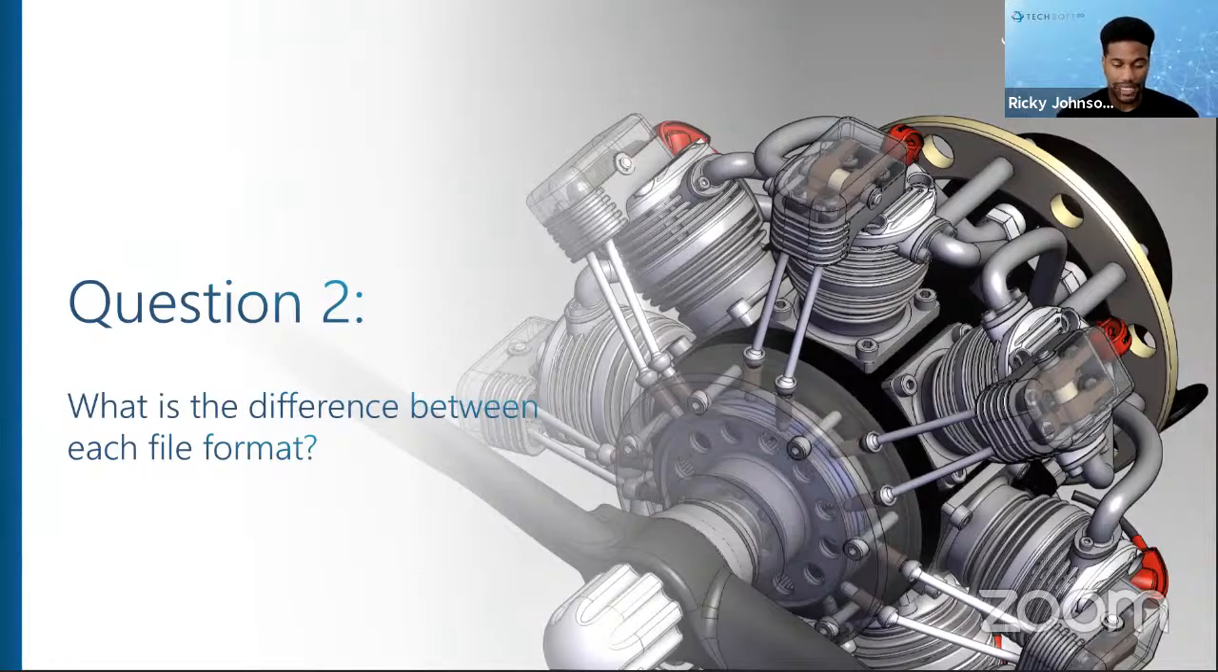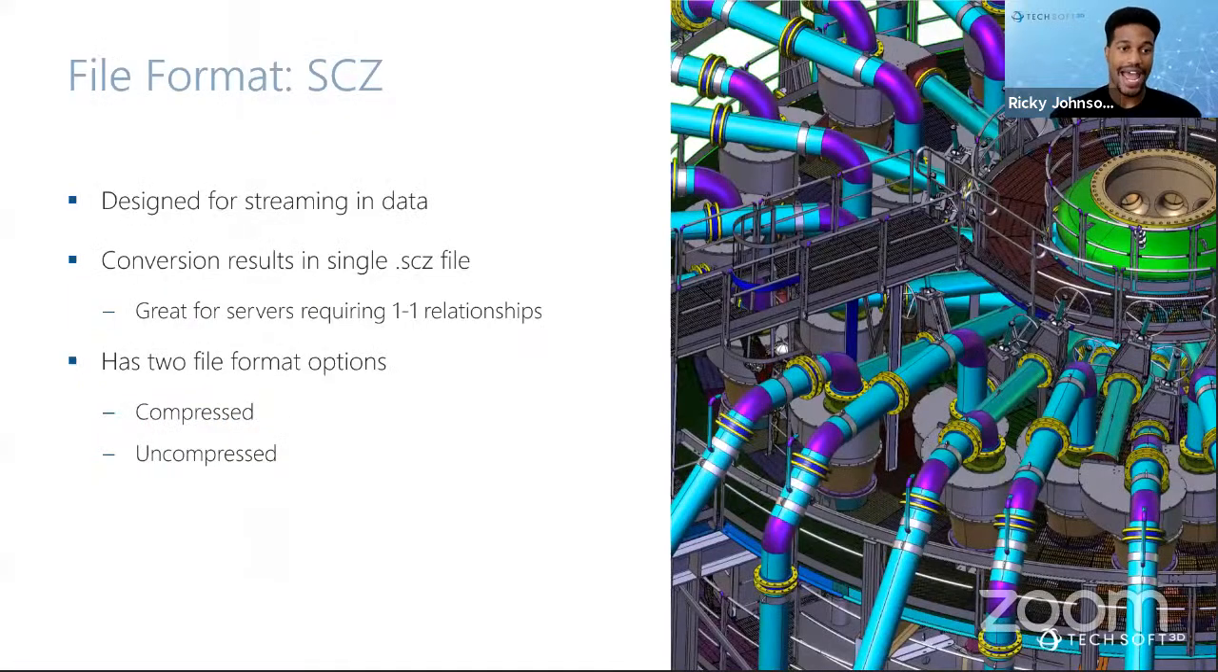What is the difference between each file format? As I mentioned in the previous question, there are some instances where you might be streaming data, and if you're streaming data, you need a Stream Cache instance. If you're not streaming data, then you don't need a Stream Cache instance. We have different file formats that correlate to each of those use cases. The first use case is when we're streaming data, so we're going to use an SCZ file format. As I mentioned, this file format is designed for streaming data.